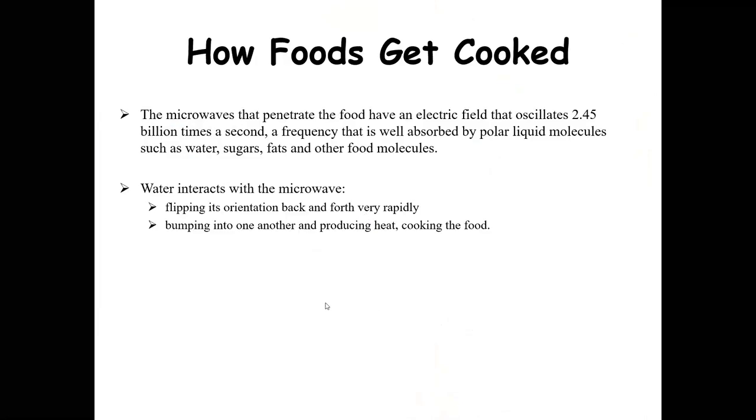So how do foods get cooked? The microwaves that penetrate the food have an electric field that oscillates 2.45 billion times a second, a frequency that is well absorbed by polar liquid molecules such as water, sugar, fats, and other food molecules. Water interacts with the microwave, flipping its orientation back and forth very rapidly, bumping into one another and producing heat, cooking the food. So that is the way foods get cooked.